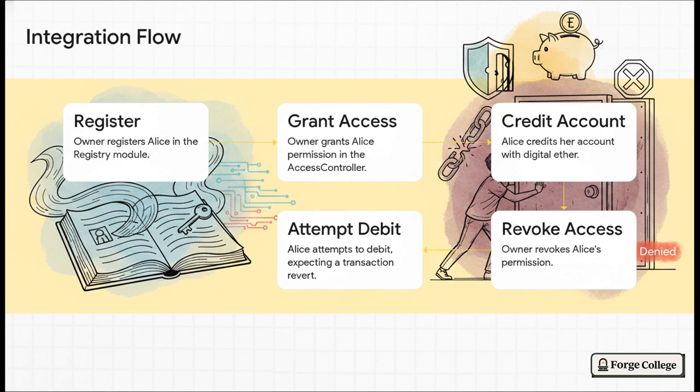But then, step 4 hits, the owner revokes Alice's permission. And step 5, Alice tries to debit those funds anyway. If we built this right, the accounting module needs to check with the AccessController, realize she's been revoked, and just slam the door in her face.